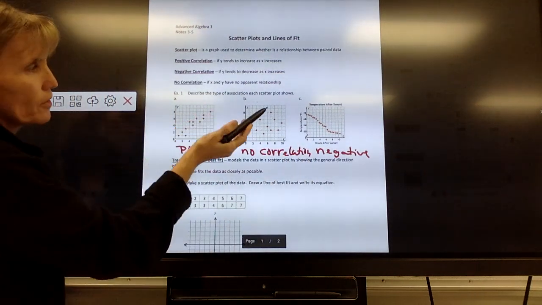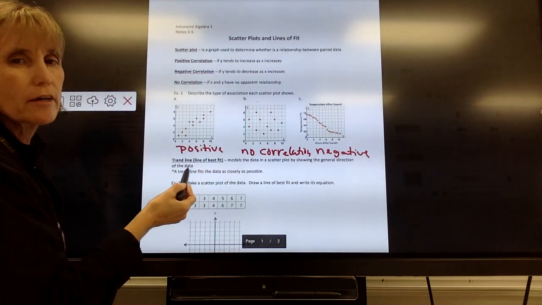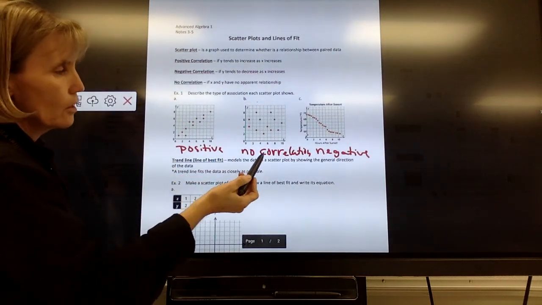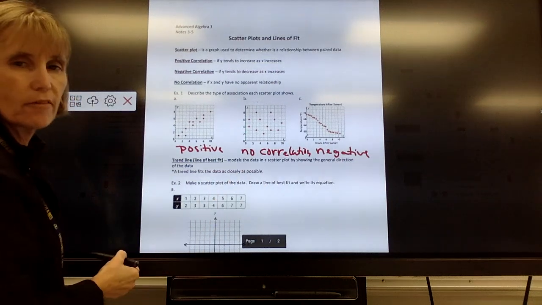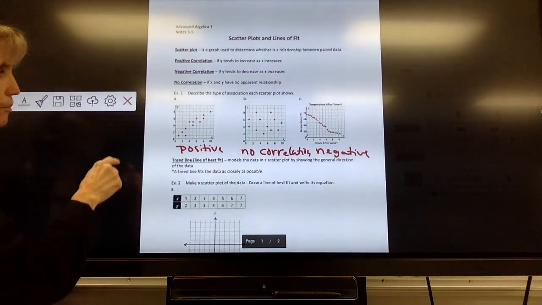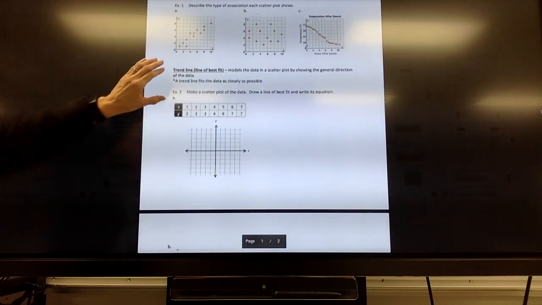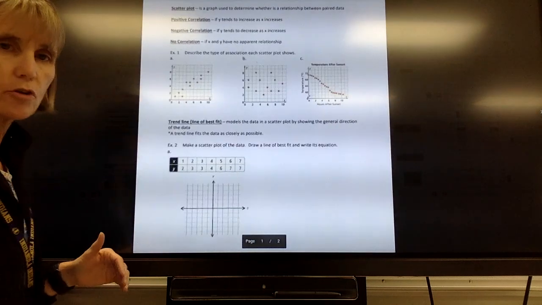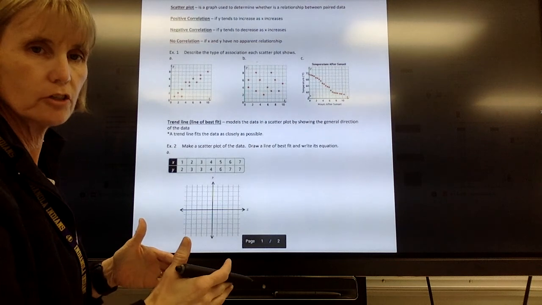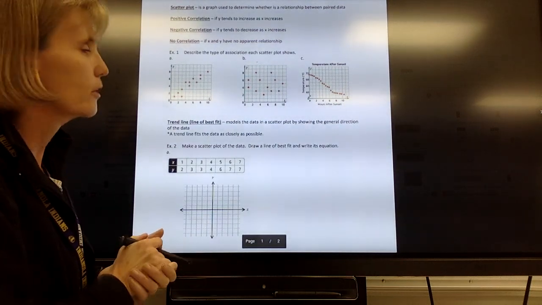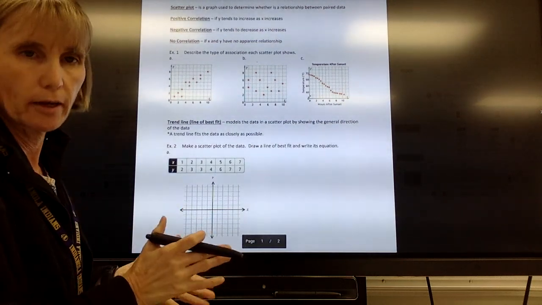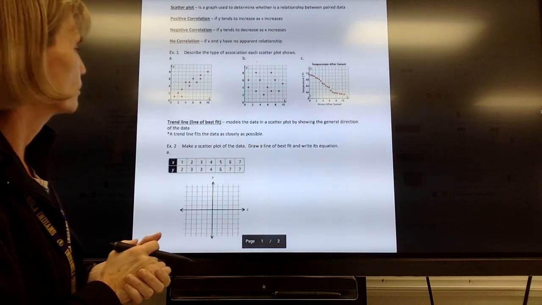So when it says describe the type of association, that's what we're talking about. Does it have a positive correlation? Does it have a negative correlation? Or does it have no correlation at all? When you go ahead and you plot your data points, remember you can adjust your intervals as you need to, depending on how large your values are in your data set. Okay, do that if you need to.